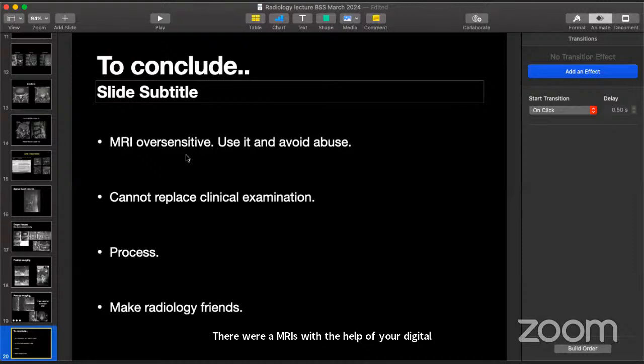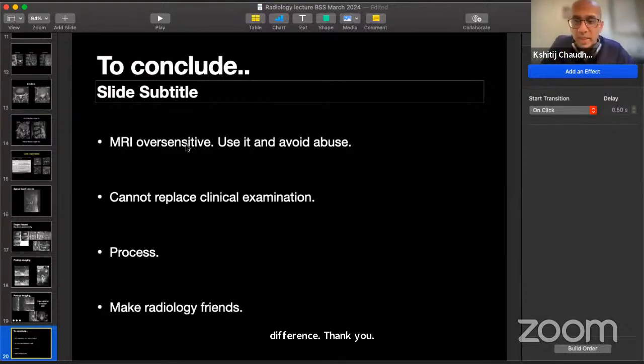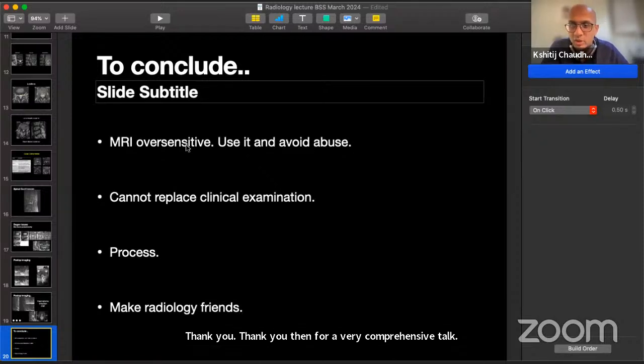Thank you, Uday, for a very comprehensive talk. I think we'll move to the next talk and then come back with questions for both Uday and Manish. We can do that together.